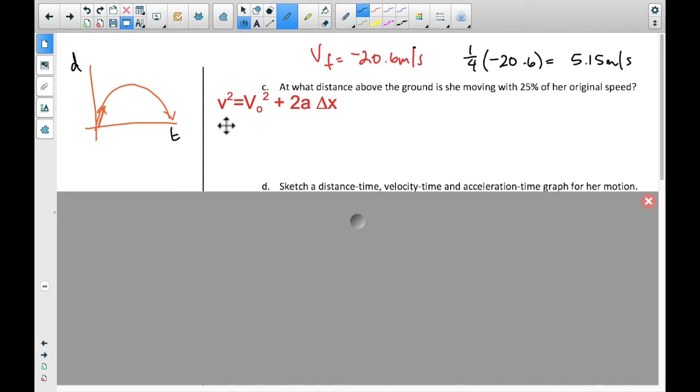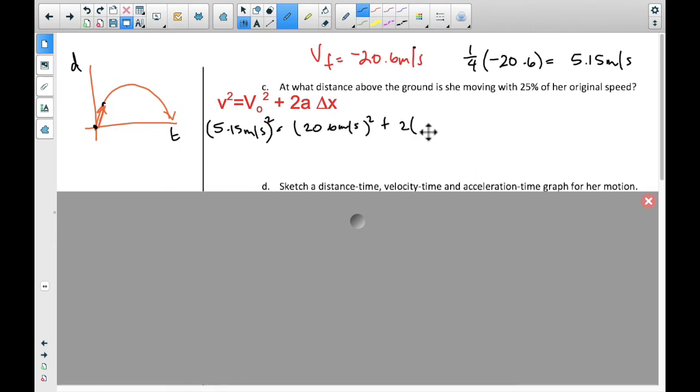So for our final velocity, we could go either way on whether we want to go up or down. Let's just start with the initial velocity being positive 20.6 and then the final velocity being 5.15. Okay, so our final velocity is 5.15 meters per second, and we need to square that. And our initial velocity is the positive 20.6 meters per second, and we will square that.